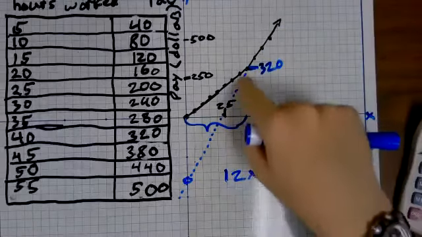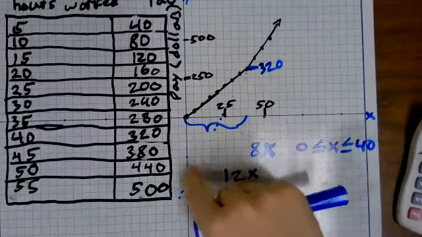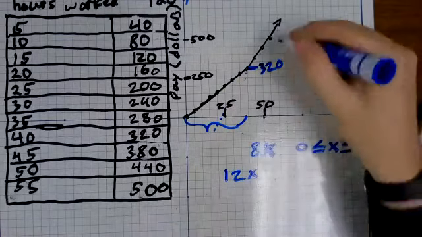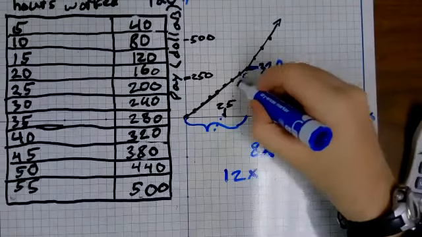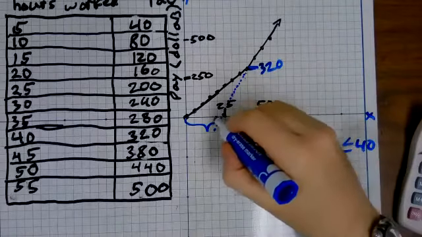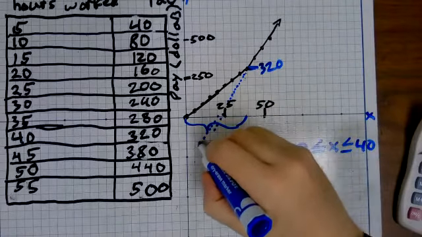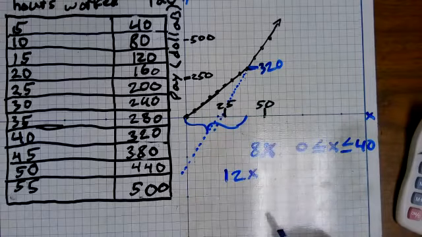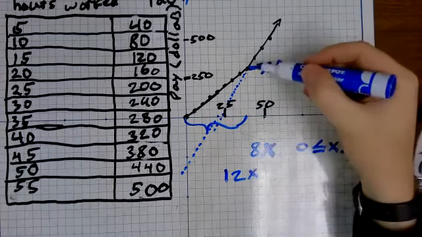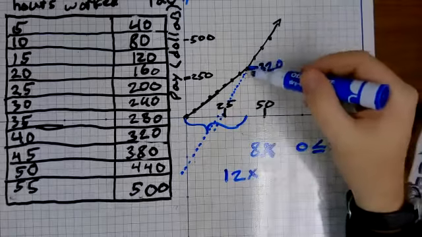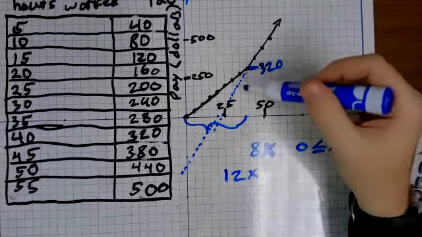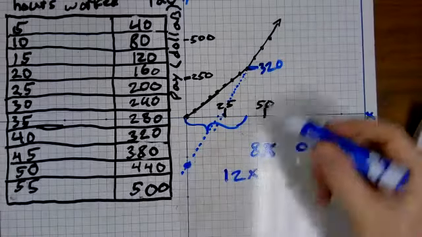My little dotted line isn't quite straight. I'm going to make that a bit prettier. Something like that? Anyway. Not perfect. Doesn't matter. Doesn't need to be perfect. Okay, so we're trying to find that y-intercept.